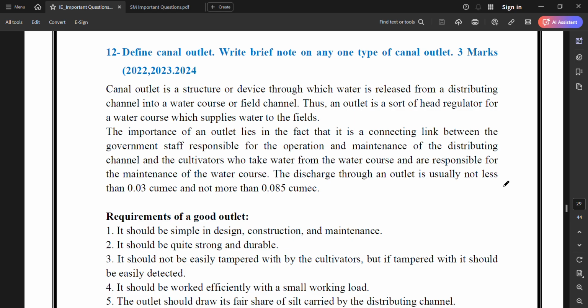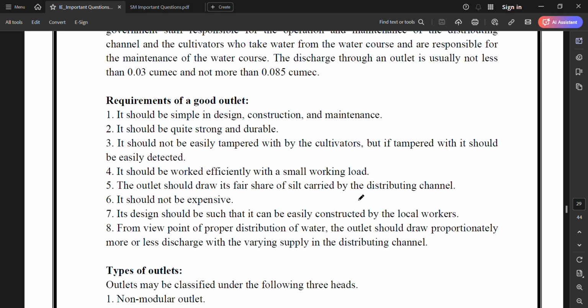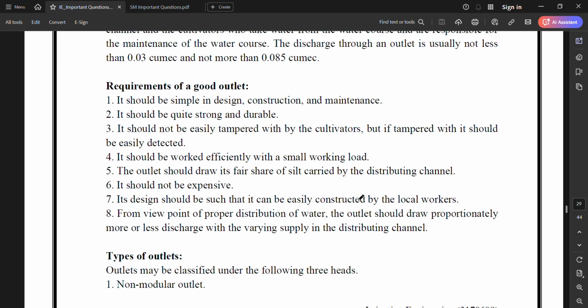The discharge through an outlet is usually not less than 0.3 cumec and not more than 0.085 cumec. Requirements of a good outlet: It should be simple in design, construction, and maintenance. It should be quite strong and durable. It should not be easily tampered with by any cultivators, but if tampered with, it should be easily detected.